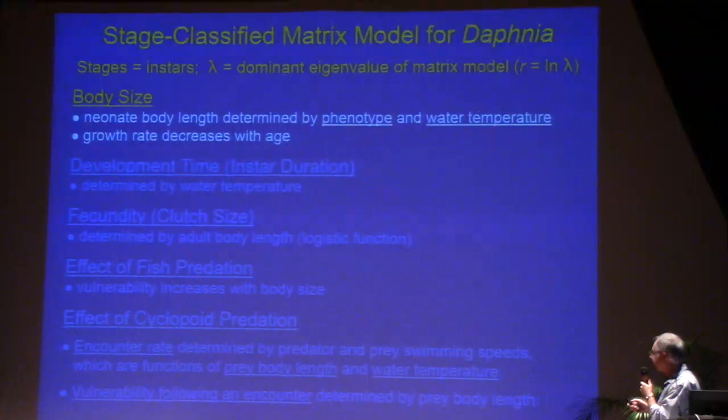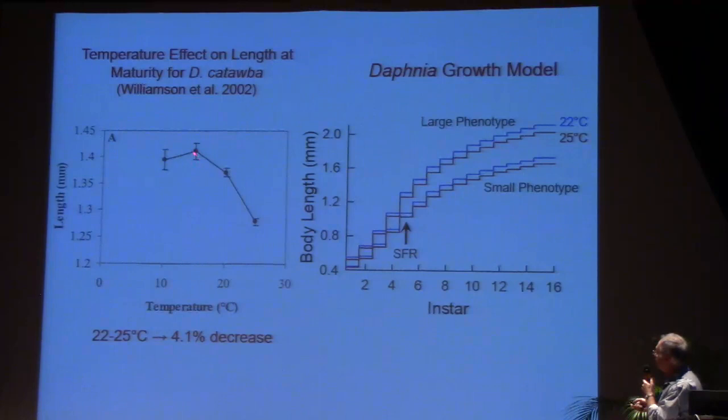body size is determined by the phenotype. It's either large or small, and water temperature. Increased water temperatures reduce body size. And then the growth rate, here you see a study by Craig Williamson showing that size of first reproduction for Daphnia catawba decreases with increases in body temperature. And so the model growth looks like this with a small phenotype and a large phenotype.